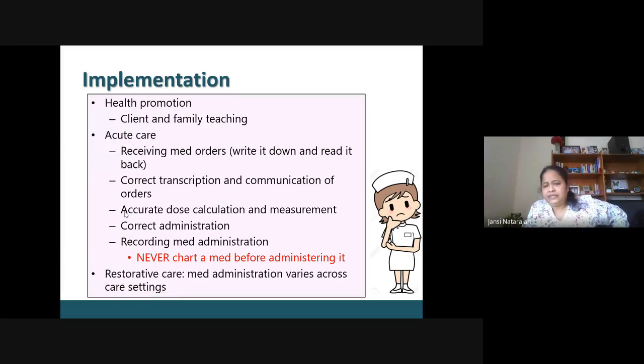Okay, and as I said, family teaching is very important. Patient teaching, if the patient is unconscious or cannot understand, or very elderly people, teach the family how they should give it.